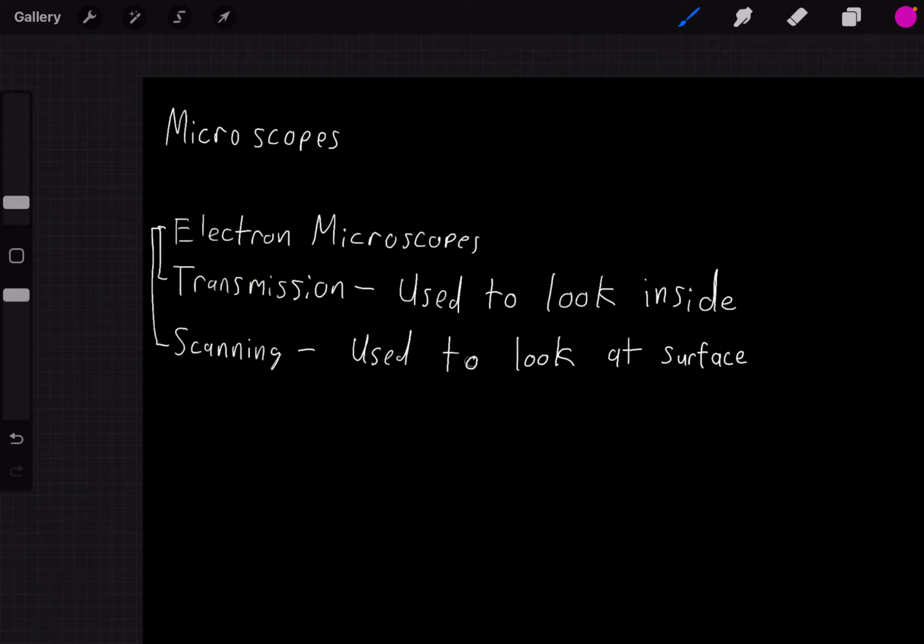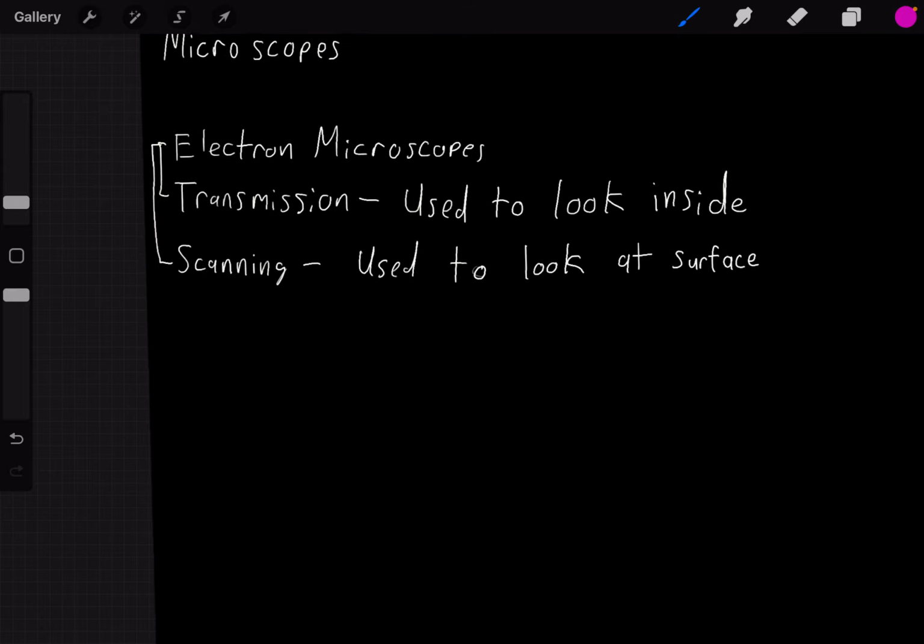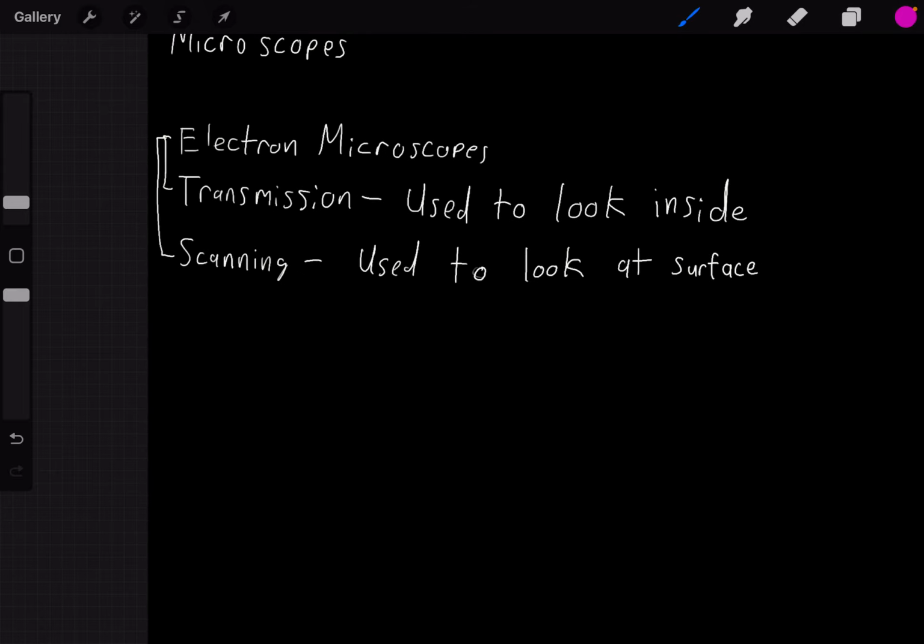Of course, we're using the light microscope. The light microscope is the one we're using, but we also went in depth on the electron microscopes. The two microscopes that we learned about were the transmission electron microscope, which is used to look inside things, and the scanning, which is used to look at surfaces.